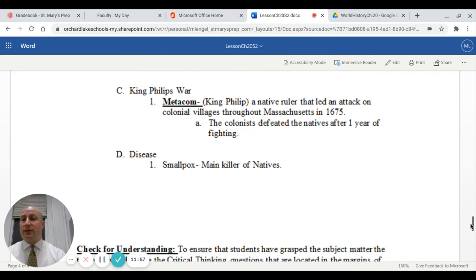One of the more famous wars that took place was called King Philip's War. King Philip's War was led by a native leader named Metacom. He was the son of Massasoit, on the eastern coast. And he was called King Philip because he looked like the Spanish king at the time, which was King Philip II. Now, he was a native ruler. He led an attack on colonial villages throughout Massachusetts starting in 1675. He actually had a lot of early success, but eventually the colonists rallied and defeated his group after 1 year of total fighting.